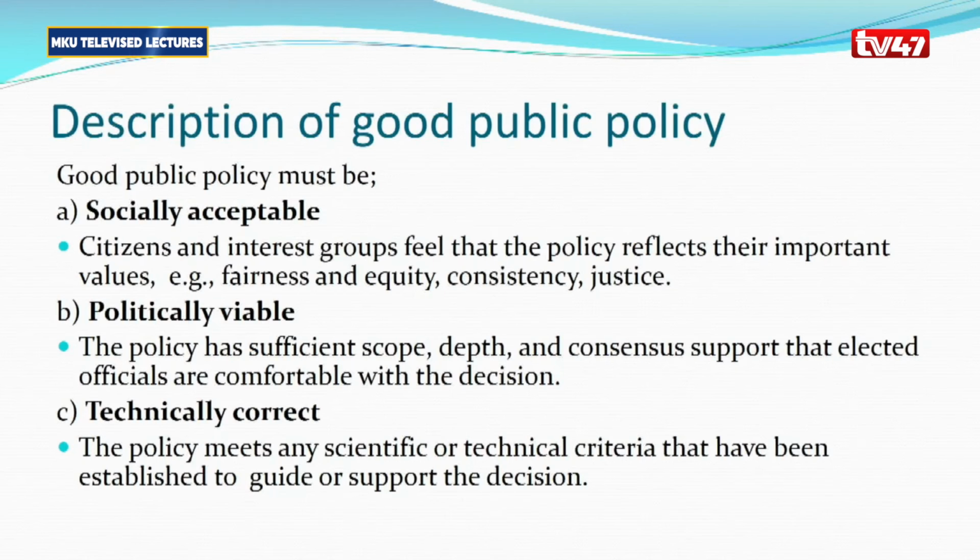Description number 1, A, must be socially acceptable. Citizens and interest groups feel that their policy reflects their important values if it is socially acceptable. It needs to be fair, there needs to be equity, there needs to be consistency and justice. So, as a society, is this public policy document supposed to be implemented in our area? Is it acceptable? Do we accept it? Is it socially acceptable? Then it will be good.